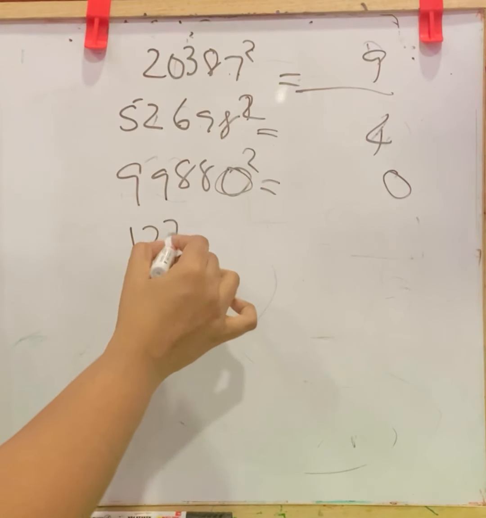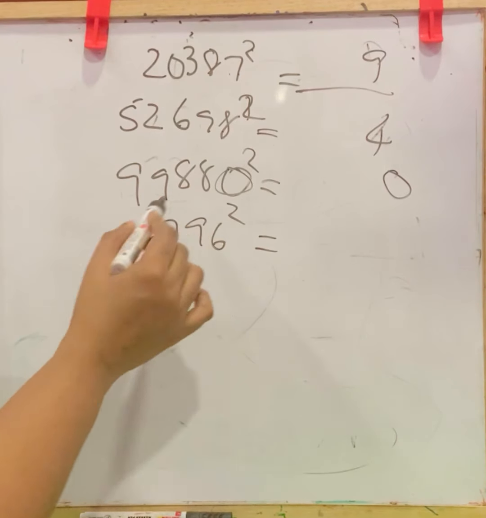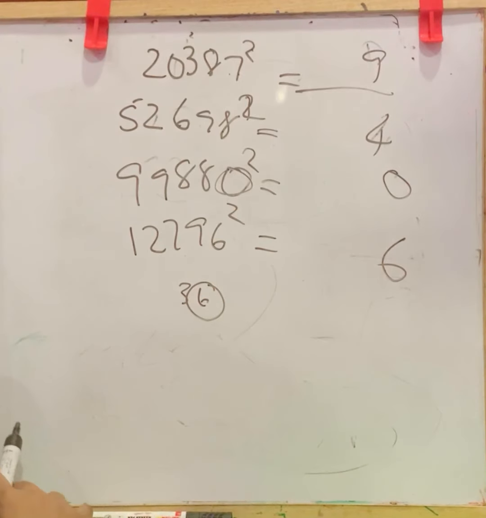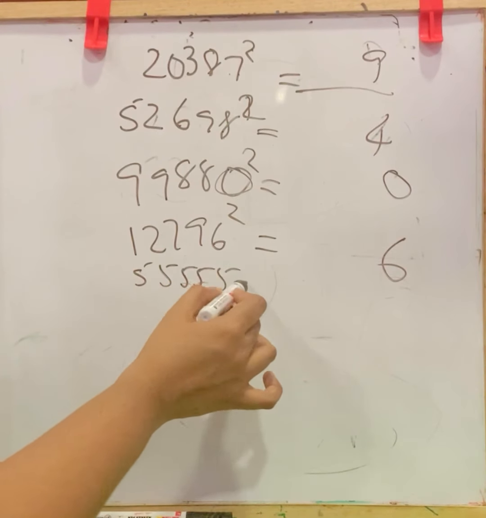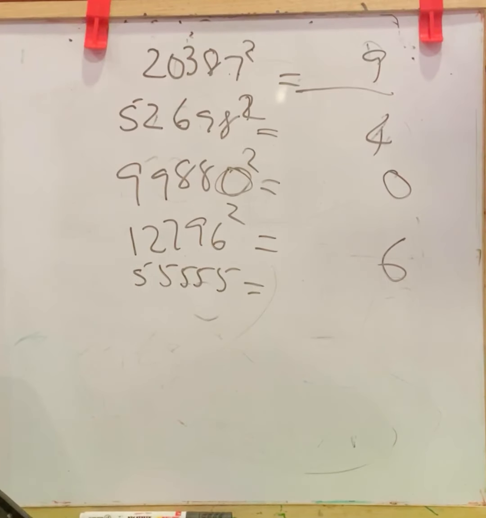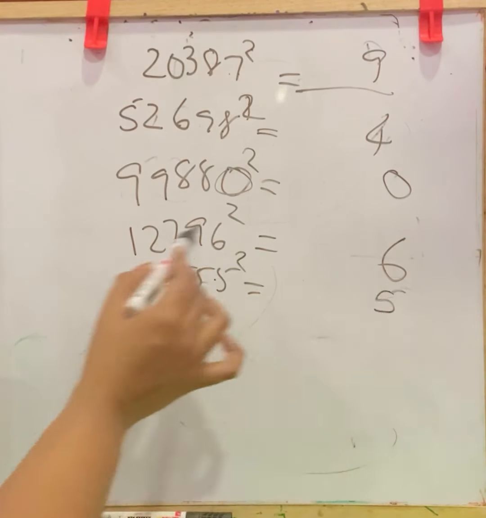Next is 12796, whose square: 6 6s are 36. In that, 6 is the units place, so here also 6 will be in the units place. Next, 55555. As in 0, it always ends with the digit 0. Here in 5, the square will always end with the digit 5.